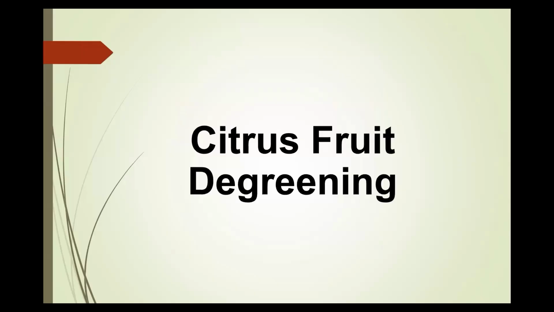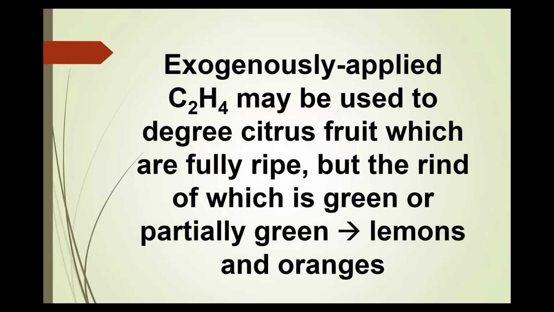Citrus fruit degreening. Exogenously applied ethylene may be used to degreen citrus fruit. Sometimes, due to weather conditions, citrus may be fully ripe internally but have a rind that is green or partially green. This can happen with lemons and oranges. This is important for marketing as the fruit will look unripe, making the fruit difficult to sell.